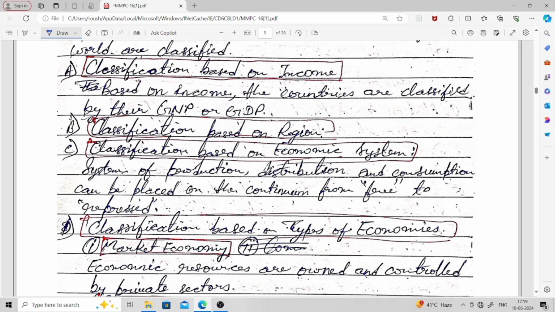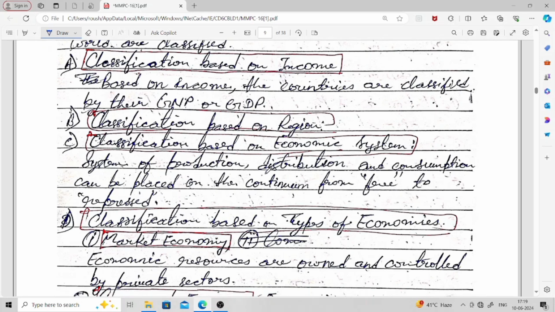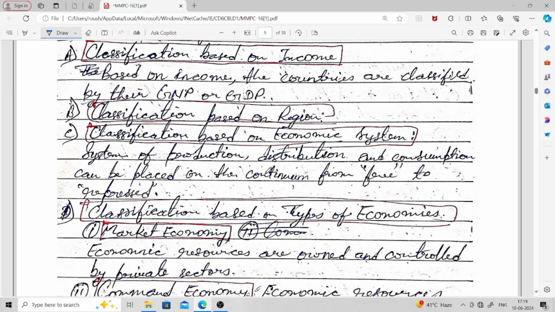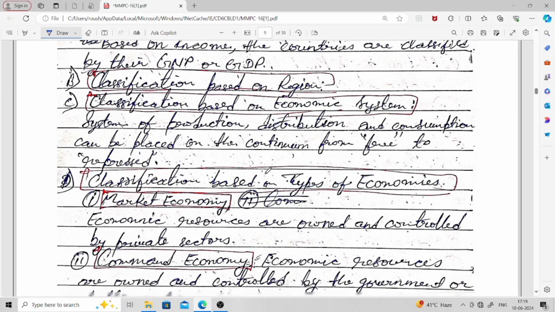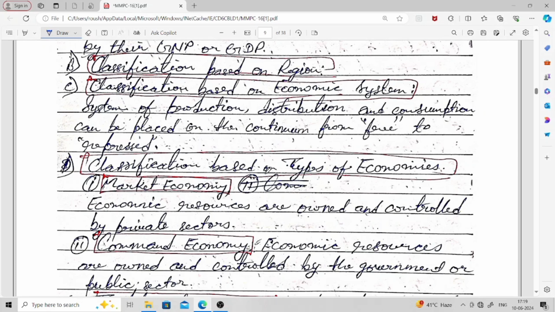So the second given is classification based on region. On the basis of region, we can also classify countries. Then the third is classification based on economic system. So what kind of economic system exists in the country. On the basis of that also, we can classify countries.